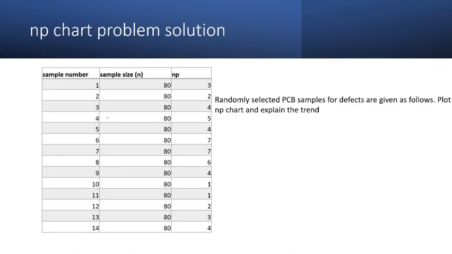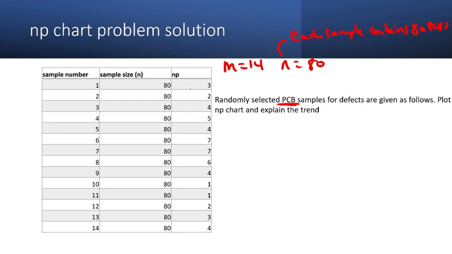Okay, so let's go to an example. So we have the sample numbers 1 to 14. So as you can check, M is 14. And then we randomly select the PCB samples for defects. So you can see we have the sample size of 80. So each time we select 80 PCB boards. What it means is that each sample contains 80 PCBs.